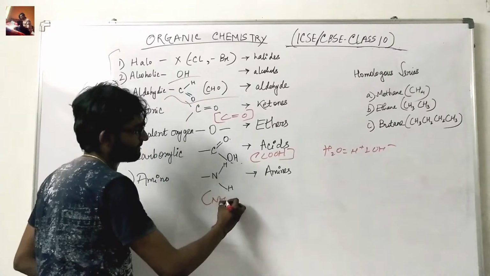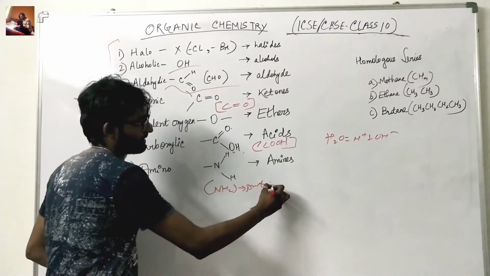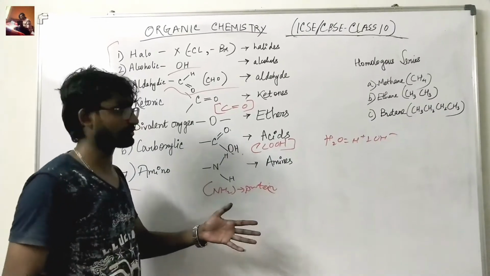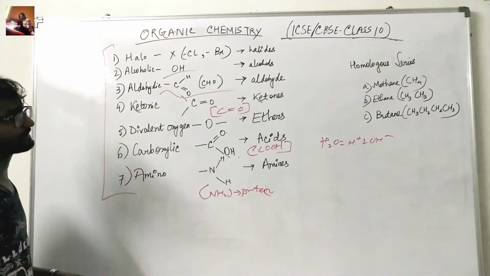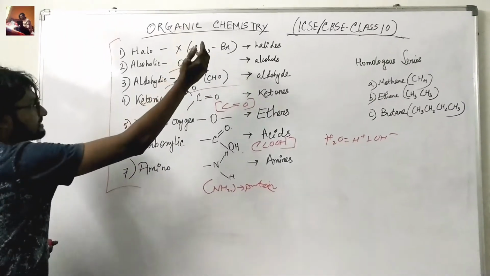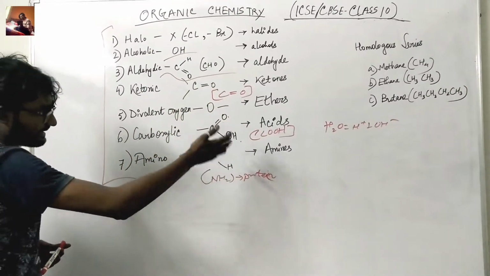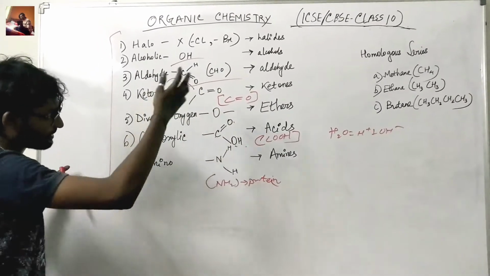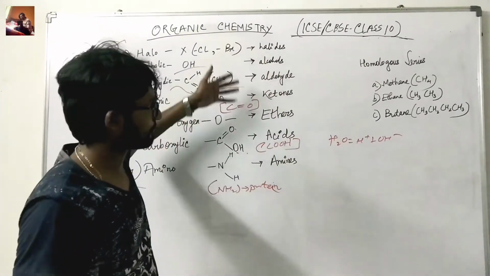They can mainly be found in protein. You can note it down for your chemistry as well: NH2, protein. So amines. These are the functional groups you can remember: OH, CHO, CO, O, COOH, NH2. These are all the functional groups that you will have in your exam. So you can note it down.